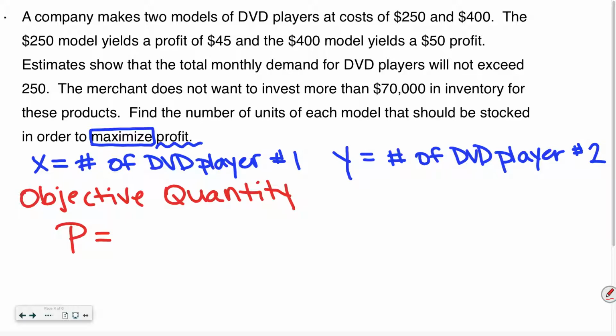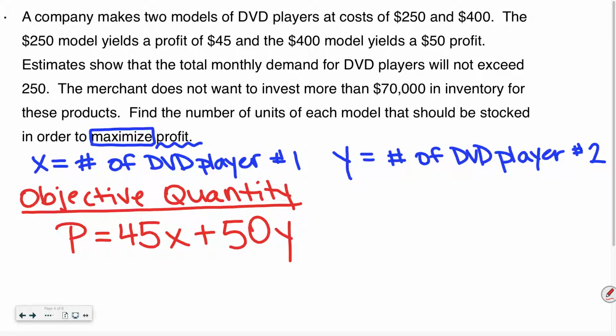All right? Well, look in there. How much profit does DVD player number 1 yield? Okay, so $45 times the number that they have, plus how much profit does DVD player number 2 yield? 50. Okay, so we're going to write the objective quantity, and we'll come back to it once we have our vertex points.